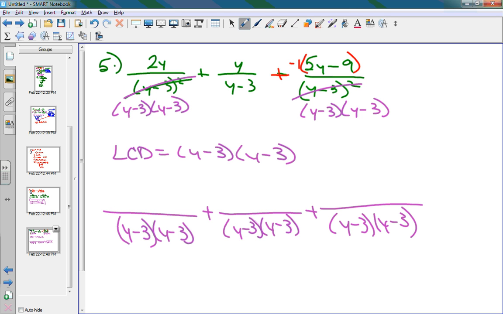So now, what did I do to y minus 3 to get the new denominator y minus 3 times y minus 3? Nothing. Dropped down the 2y. What did I do to y minus 3 to get y minus 3 times y minus 3? I drop down the y and I multiply by y minus 3 because that's what was missing. Correct? This last fraction, what did I do to that one? Nothing. I didn't do anything, but guess what I want to do? I'm going to distribute that, negative 5y plus 9. Do y'all see that I just distributed the negative? So now we have all exactly the same denominator.